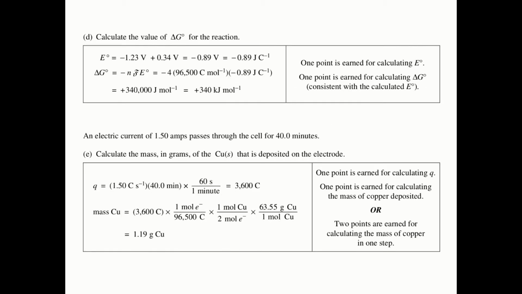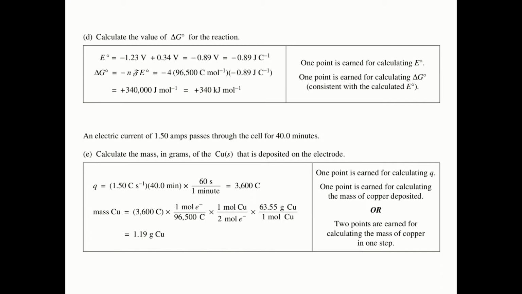All right, for the next problem, I asked you to calculate your delta G. So you actually can calculate your cell potential. It's negative 0.89 volts. Then you're going to plug that into delta G equals negative nFE. You have 4 electrons, remember, because you multiplied the copper by 2, so it's a total of 4 electrons. Faraday's constant is 96,485, and then your cell potential is negative 0.89 joules per coulomb.